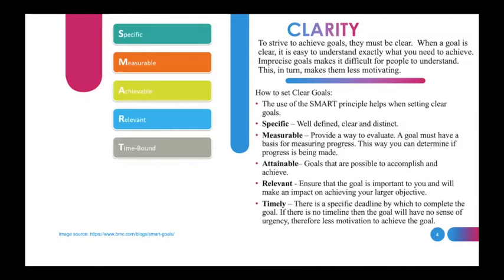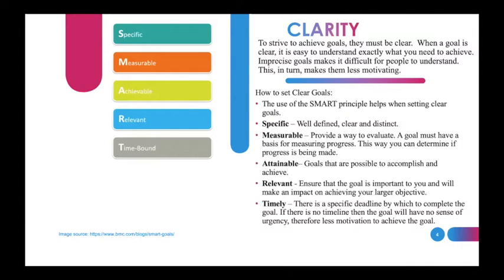How to set clear goals. The use of the SMART principle helps when setting clear goals. Specific: well-defined, clear and distinct. Measurable: provide a way to evaluate. A goal must have a basis for measuring progress. This way you can determine if progress is being made.